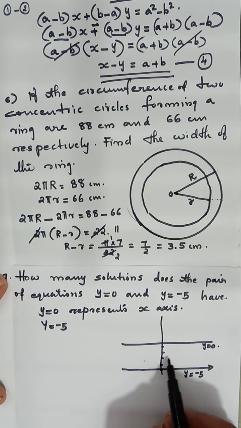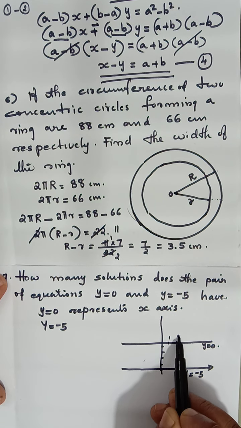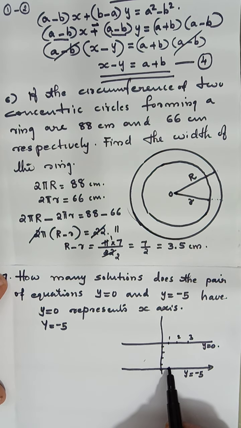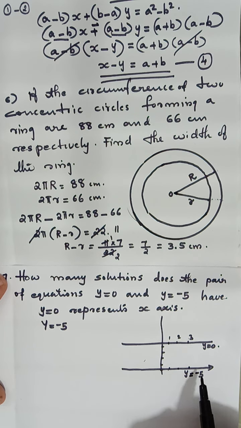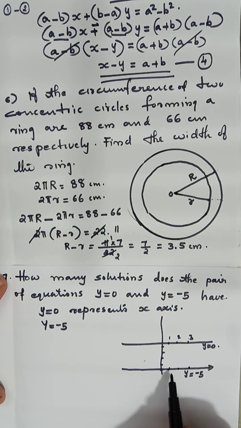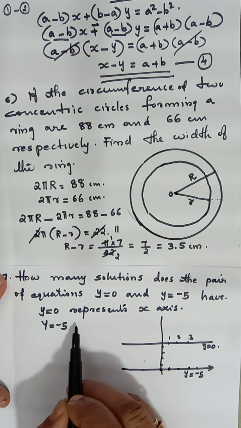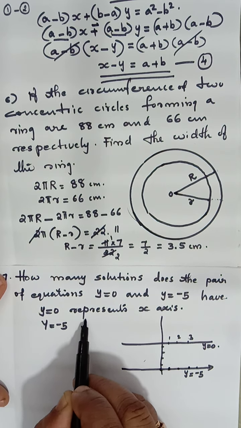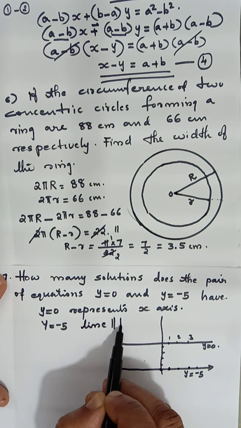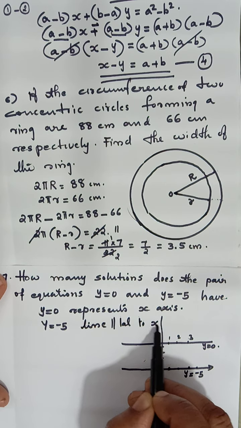The reason is at each point, here it may be 1, 2, 3, 4, etc. So here the points will be (1, -5), (2, -5), (3, -5). Everywhere the y value will be negative 5. (0, -5), (1, -5), (2, -5), (3, -5), it goes on. So y equal to negative 5 is a line parallel to the x-axis.